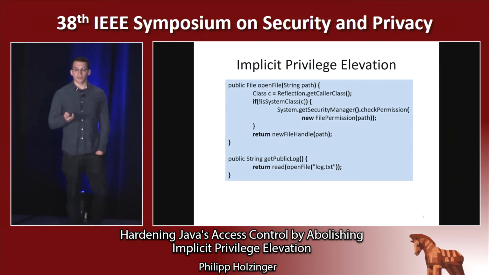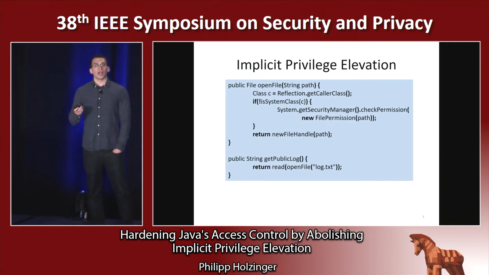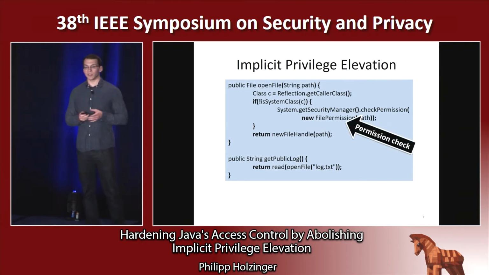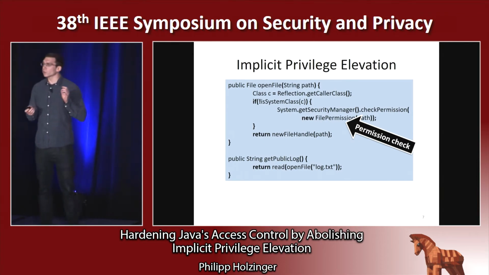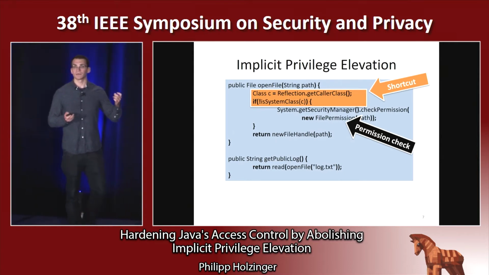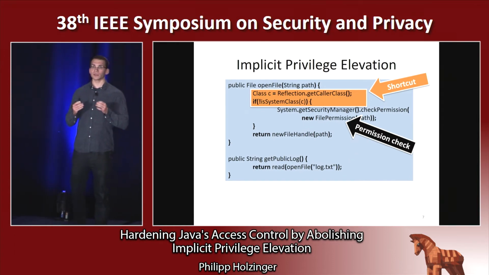getPublicLog uses this functionality to get a file handle to log.txt. That's it. Since openFile provides access to the file system, which we consider sensitive, we see that here is a permission check. And the permission check is simply executed by a call to system security manager check permission. What we also find, however, is this conditional here. And this is what we call a shortcut, because this conditional here guards the permission check. So under certain circumstances, the permission check will simply be skipped and not executed at all.